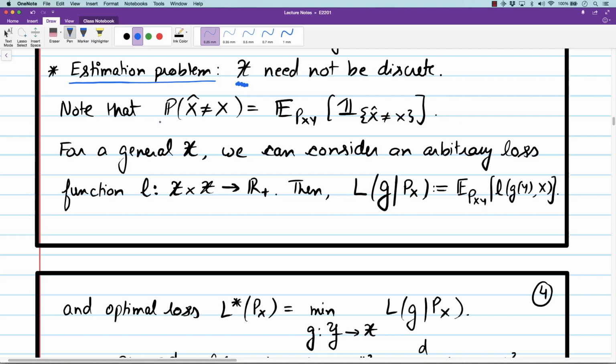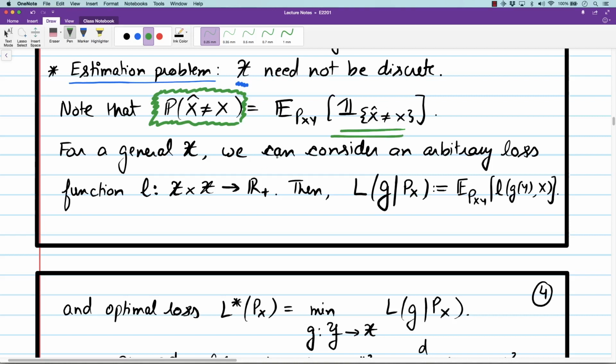So you note that this criterion we were looking at for our hypothesis testing problem, the probability that x hat is not equal to x, you can view as the expectation under pxy of the indicator function, x hat not equal to x. Remember, this x hat is a function of y.